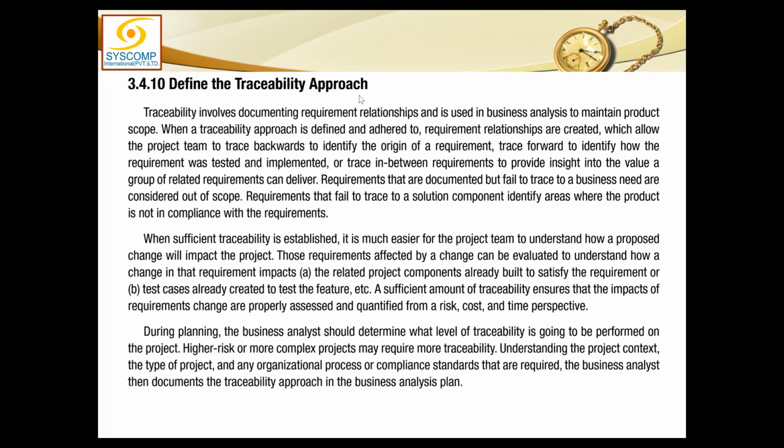After that, we define the traceability approach. You remember the traceability matrix we had to create. So traceability involves documenting requirement relationships and is used in business analysis to maintain product scope. When a traceability approach is defined and adhered to, requirement relationships are created, which allow the project team to trace backwards to identify the origin of the requirement and trace forward to identify how the requirement was tested and implemented, or trace in between requirements to provide insight into the value a group of related requirements can deliver.